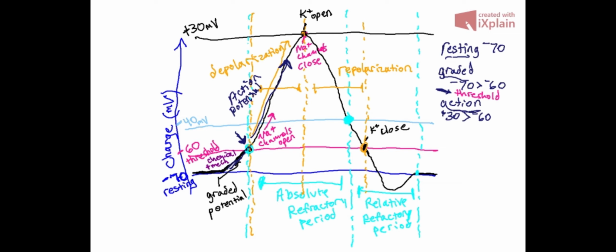Oh, I'm sorry, I made a mistake up here. This little sign should be this way. Greater than negative 70 and less than negative 60, if I did that right. Anyway, you get the idea.